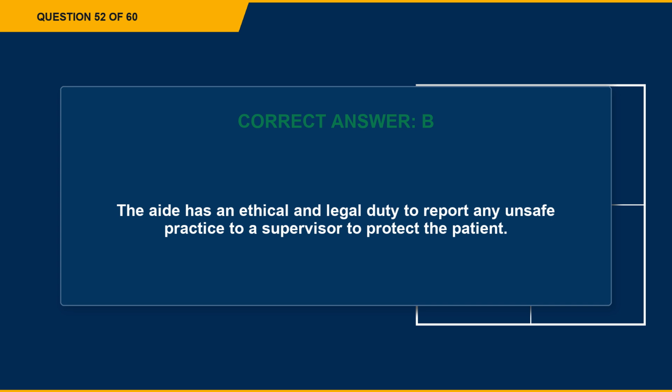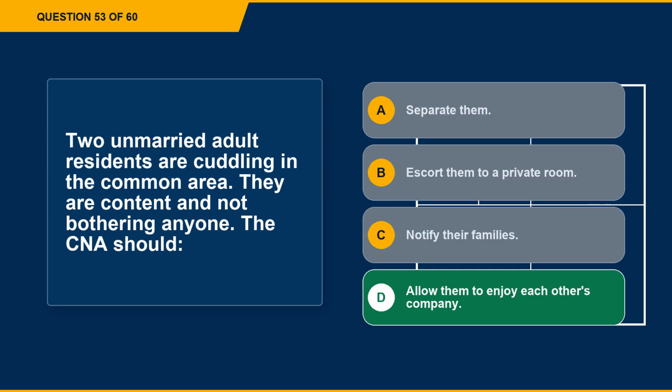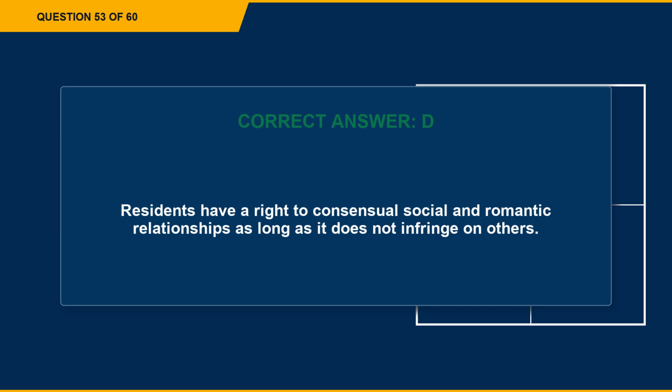patient. Question 53. Two unmarried adult residents are cuddling in the common area. They are content and not bothering anyone. The CNA should: Option A, separate them. Option B, escort them to a private room. Option C, notify their families. Option D, allow them to enjoy each other's company. The correct answer is option D, allow them to enjoy each other's company. Explanation: residents have a right to consensual social and romantic relationships as long as it does not infringe on others.